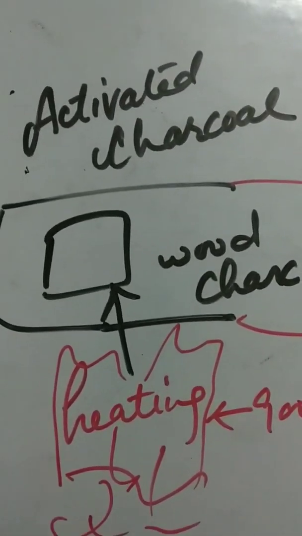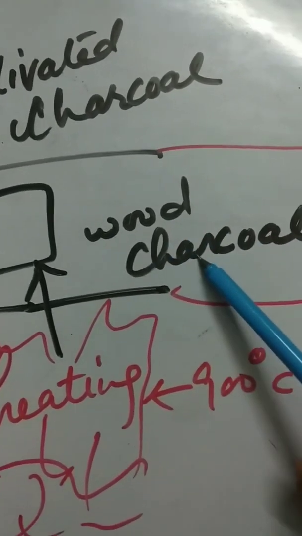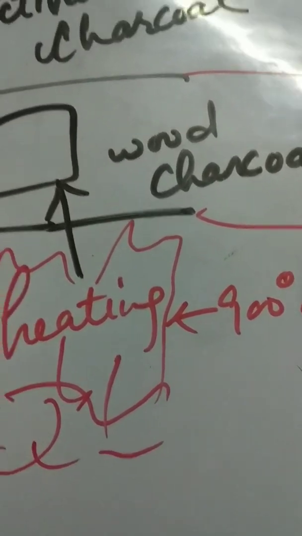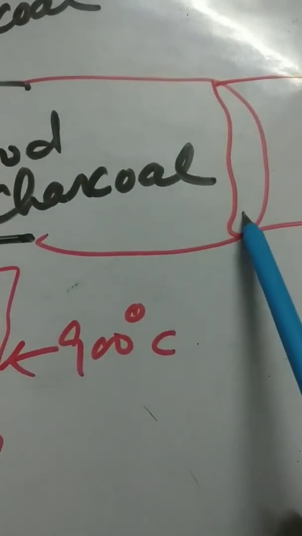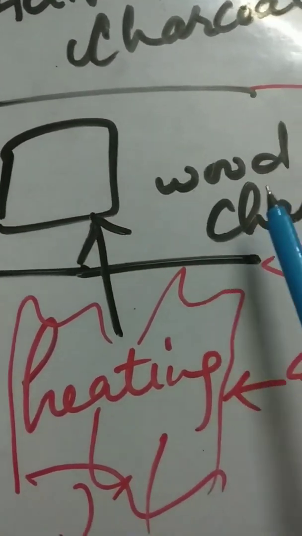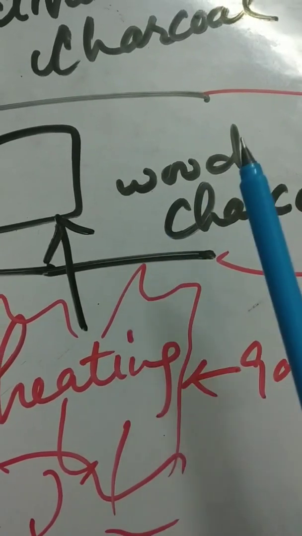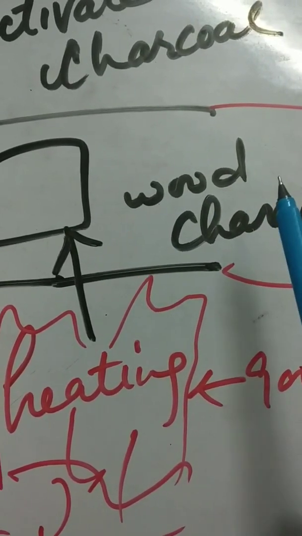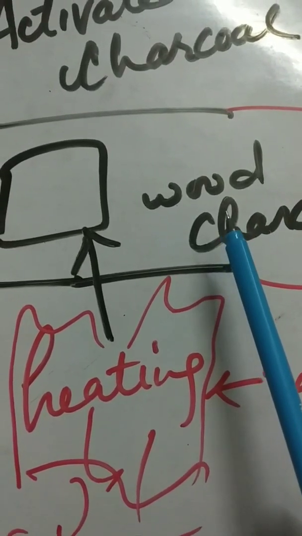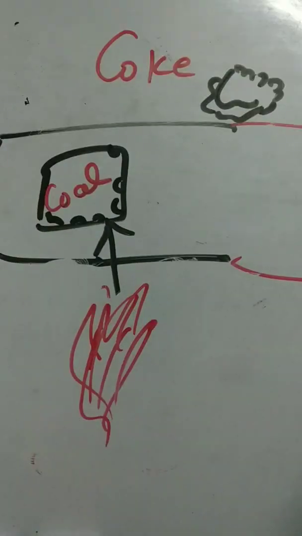Activated charcoal. Activated charcoal is prepared by heating wood charcoal at 900 degrees Celsius in a limited supply of air or steam. Any tar in the wood charcoal is removed and the surface area of charcoal increases greatly. If we powder 1 kilogram of activated charcoal, it forms a surface area of 1 kilometer square. Hence, activated charcoal is more active than the wood charcoal.